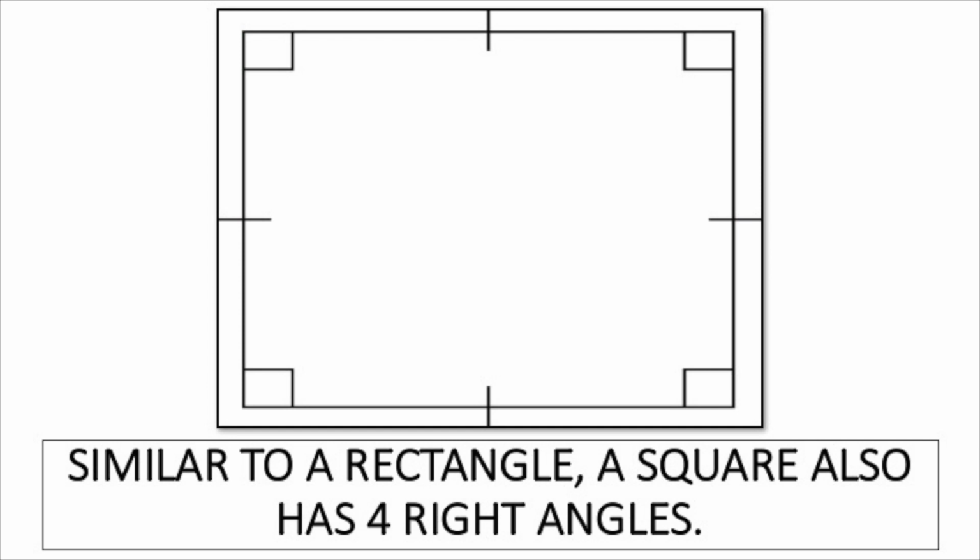Similar to a rectangle, a square also has 4 right angles. And you can see them here in the corners. 1, 2, 3, 4. Now notice here how the symbol is the same on every side. Because all the sides are the same length, they all share the same symbol.